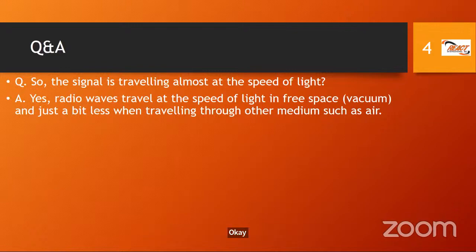All right. So we are looking now at the Q&A. The question that we had from the last session is, so the signal is traveling almost at the speed of light. And the answer is yes, radio waves do travel at the speed of light, at least in free space or vacuum. However, when it's traveling in air, such as on the Earth, we need to be aware that that speed is just a little bit less than the speed of light. So approximately the speed of light, yes.